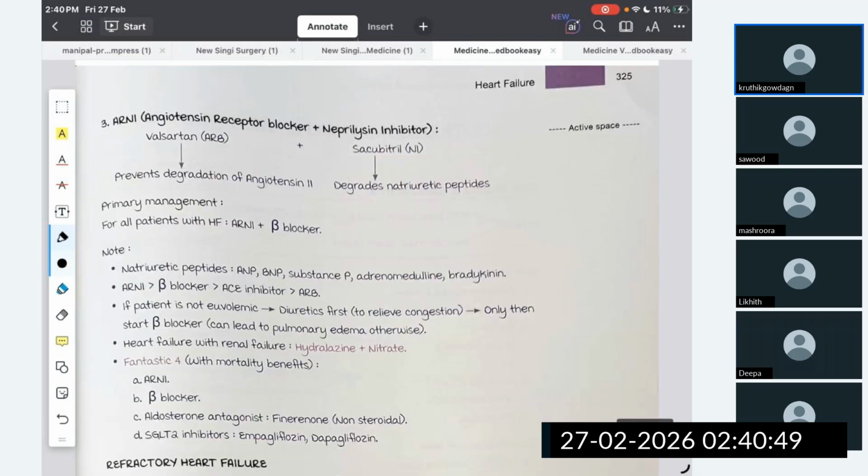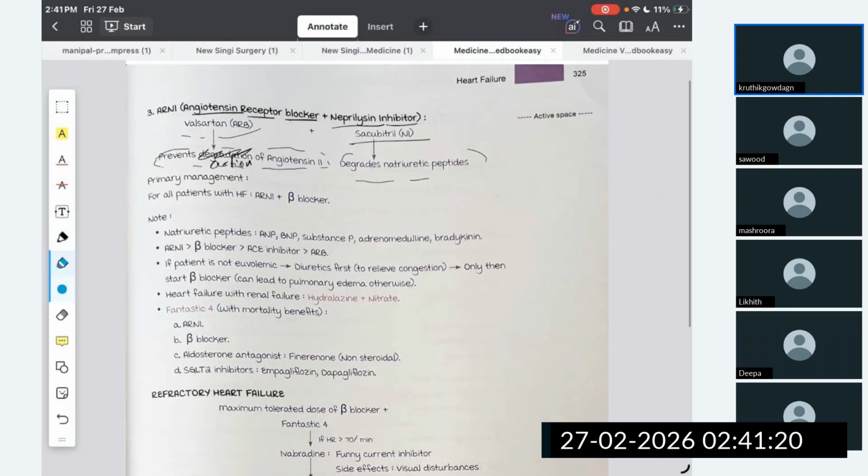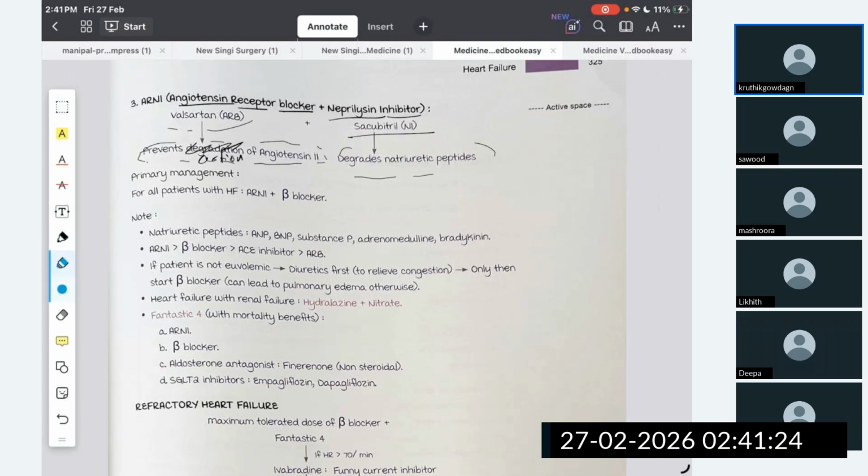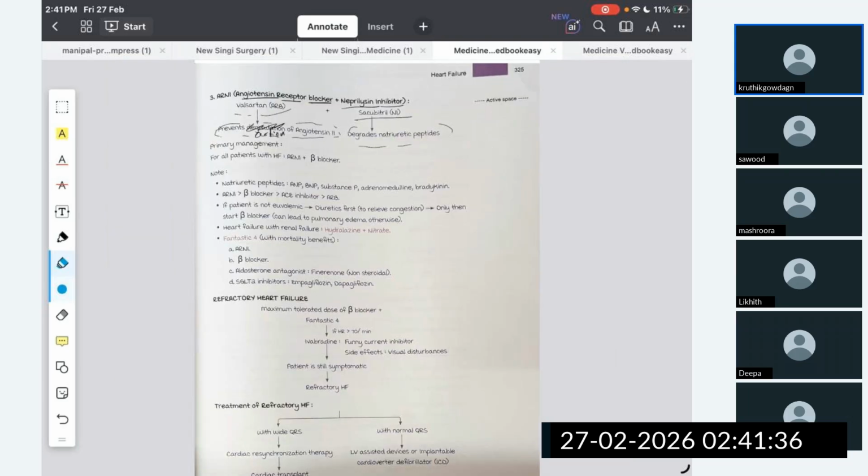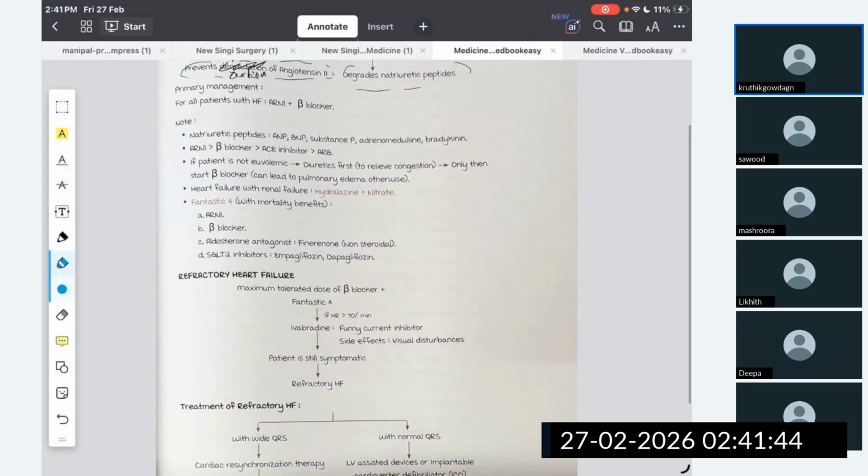And also we have angiotensin receptor blockers. We can use the combination of an angiotensin receptor blocker, ARB, and a neprilysin inhibitor, that is sacubitril. Sacubitril helps by preventing the degradation of natriuretic peptides. This blocks the action of angiotensin 2, thereby helping in the treatment of heart failure. The primary management of all heart failure patients is to give an angiotensin receptor blocker and neprilysin inhibitor with a beta blocker. We'll give all three drugs: beta blockers, ARBs, and the neprilysin inhibitor, sacubitril. The natriuretic peptides, ANP, BNP, all these things will be preserved.